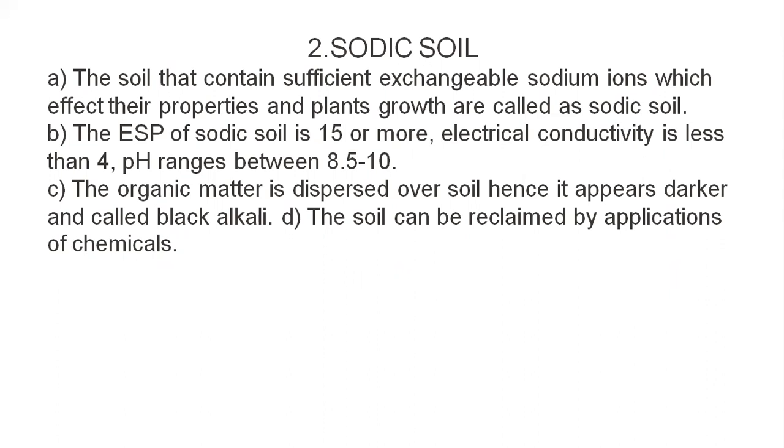In that case of salinity or saline soil, the pH is less than 8.5, and the electrical conductivity limit is more than 4. Okay, so in this case for sodic soil, the electrical conductivity should be less than 4, and pH ranges between 8.5 to 10. The organic matter is dispersed over soil, hence it appears darker and is called black alkali.